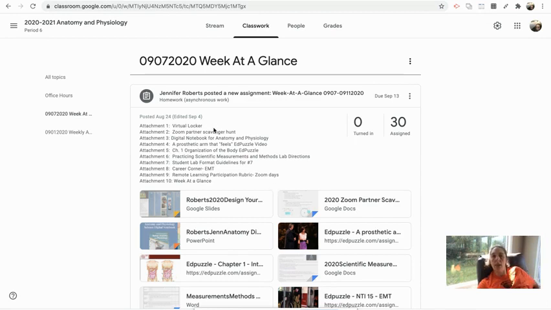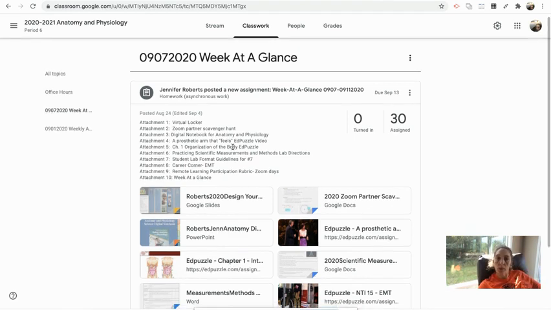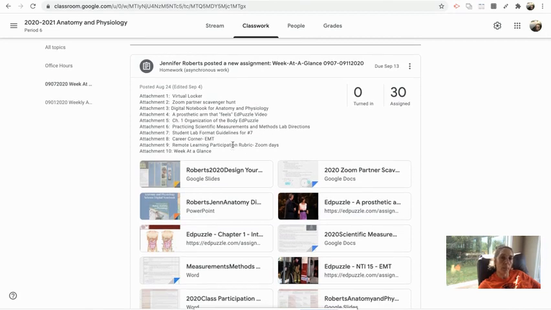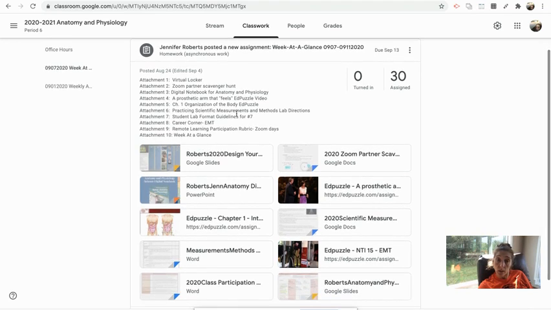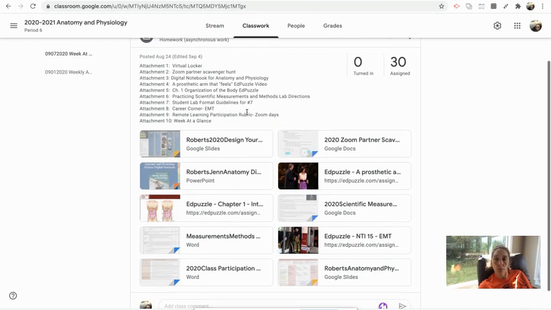I can see all of them right here: my virtual locker, my Zoom partner scavenger hunt, my digital notebook, my Edpuzzle about prosthetic arms. I would highly recommend just going to the Edpuzzle app, because this could take you into 5th period if you're actually a 6th period student. So it's better just to go to the app and it will put you in the right period as well. One for chapter 1 organization, and then the 2 that are for the lab.